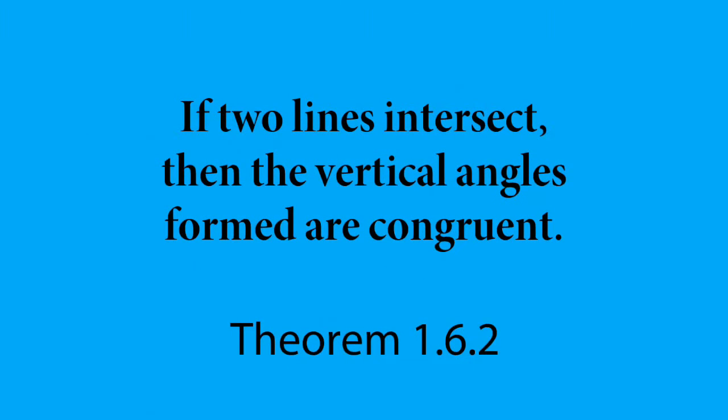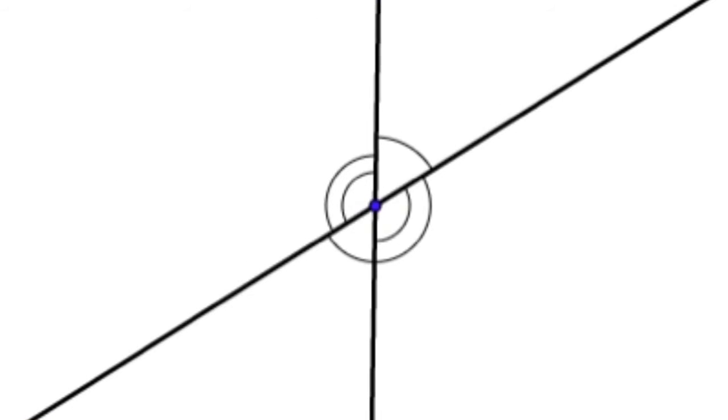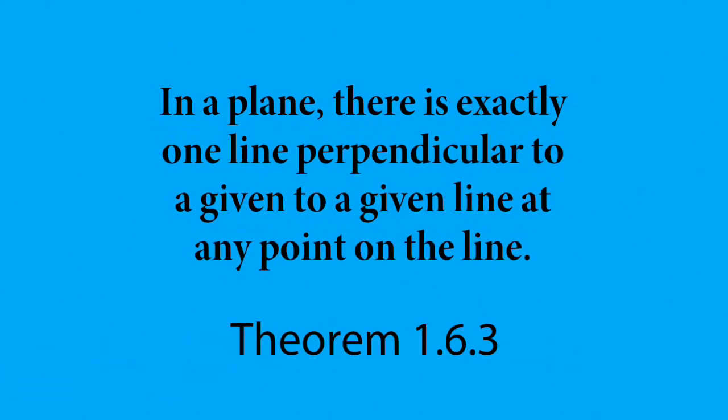Our next theorem is that if two lines intersect, then the vertical angles formed are congruent. Remember that vertical angles are opposites when two lines cross. Here I have notated the vertical angles as congruent. We will prove this in class.